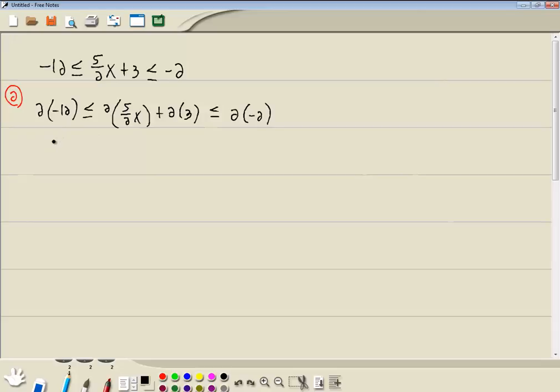2 times negative 12 is negative 24 is less than or equal to, these two are going to cancel. Then we're left with 5x plus 2 times 3 is 6 is less than or equal to 2 times negative 2 is negative 4.